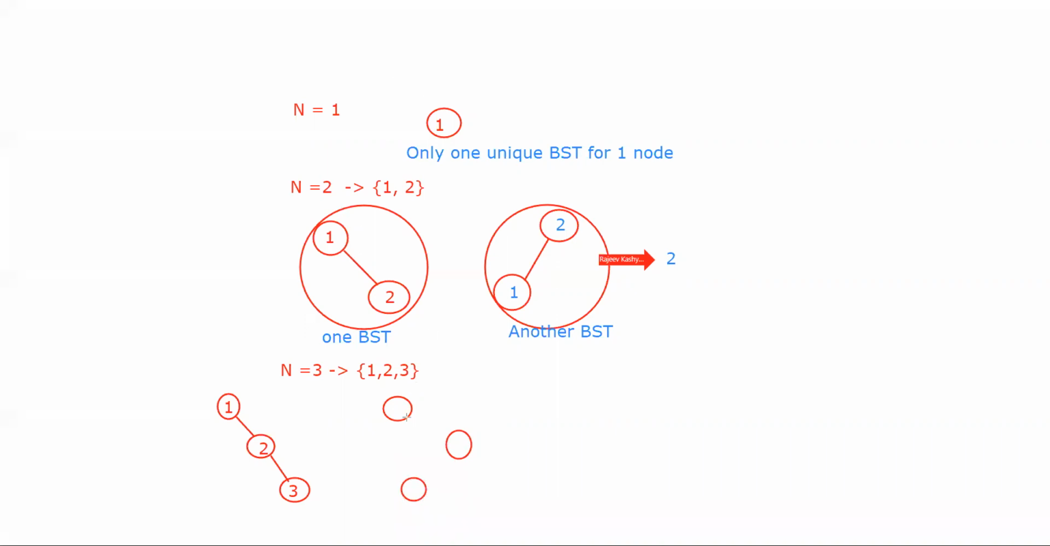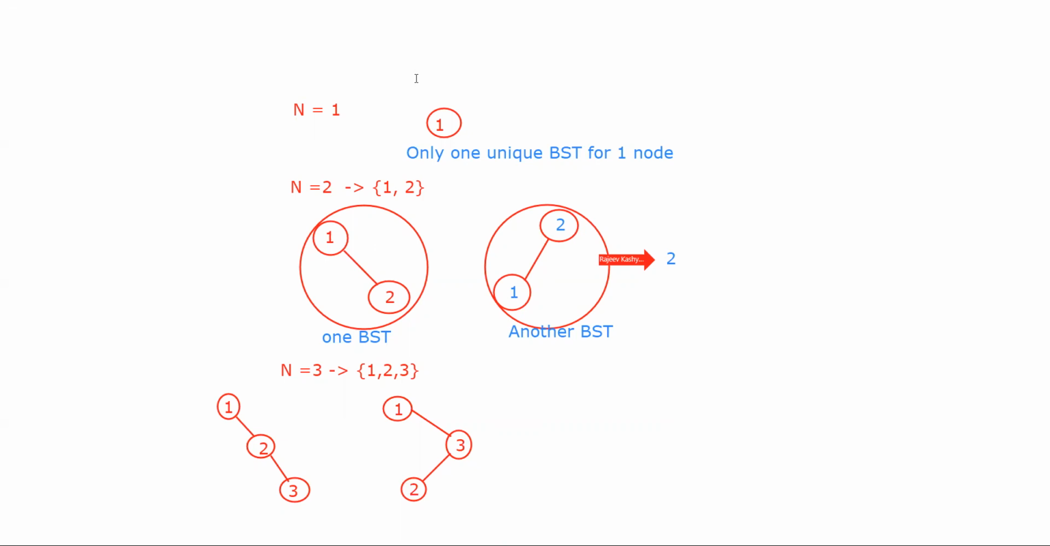So here, what will happen? One is my root, and 3 is greater than the root, so 3 should be on the right side. And 2 is greater than 1 but less than 3, so it is on the right of 1 but on the left of 3. So I have created another BST.